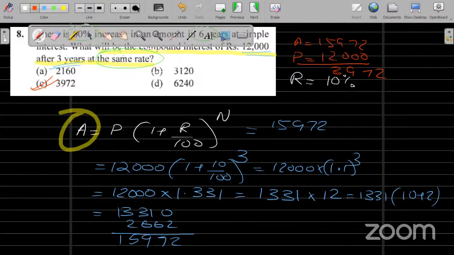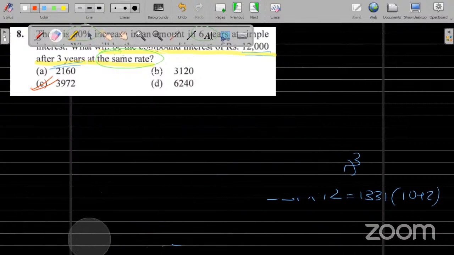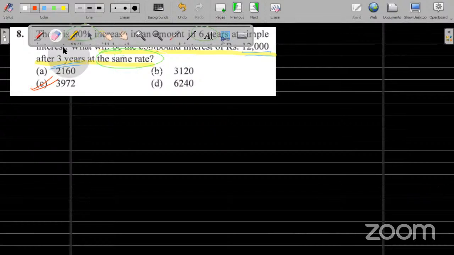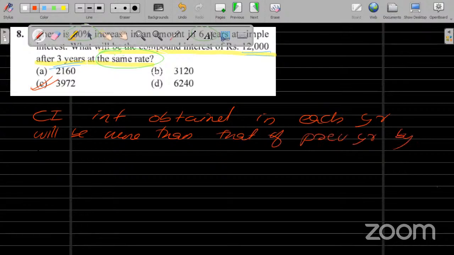Now, after calculating the rate, there is another way to get the answer. In case of compound interest, the interest obtained in each year will be more than that of the previous year by R percentage, where R is the rate of interest.